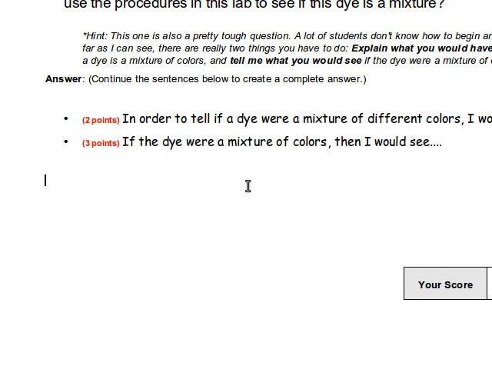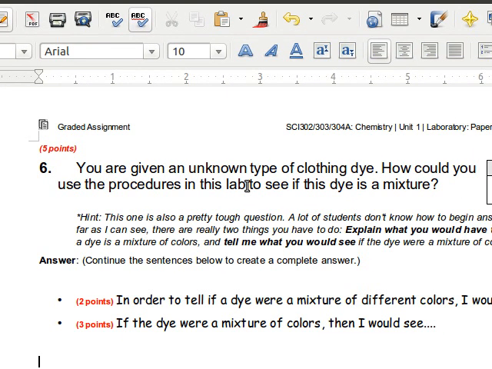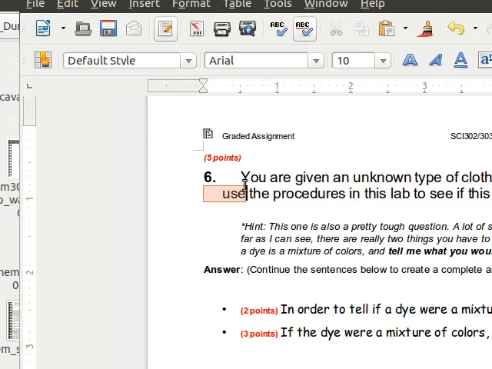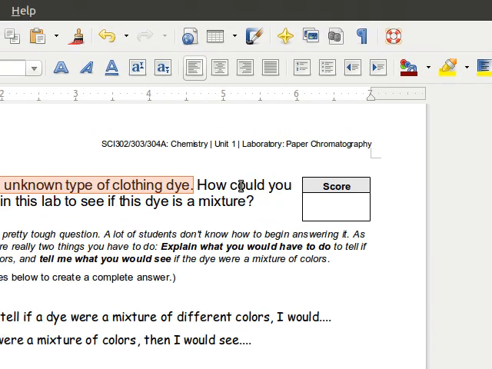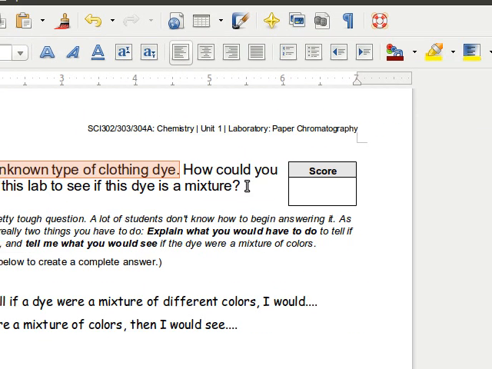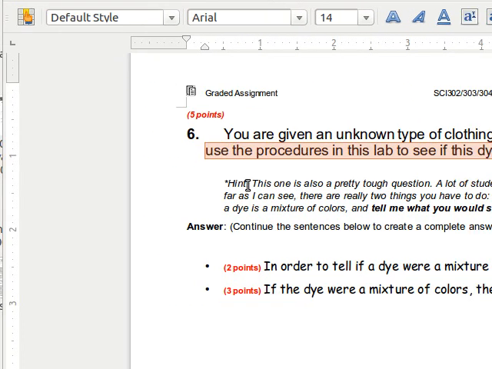Okay, this one's a little more difficult. You are given an unknown type of clothing dye. Is that a command or is that a question? That's neither. That's background information you need to know. Nothing you have to do for that. Just make a mental note of it. Unknown type of clothing dye. Unknown dye. You don't know what it is. How could you use the procedures in this lab to see if this dye is a mixture?